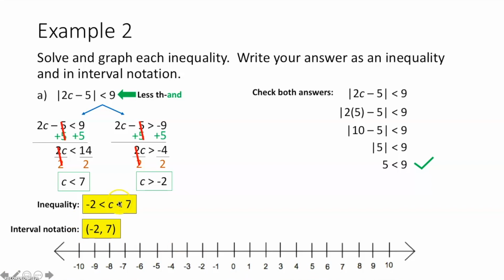Next, we got to graph it. And again, graphing these are pretty easy. We take this negative 2, and since there's no equal sign here, we put an open circle at negative 2. For 7, since there's no equal sign here, we put an open circle at 7 as well. And since it's an "and" compound inequality, we shade in between.